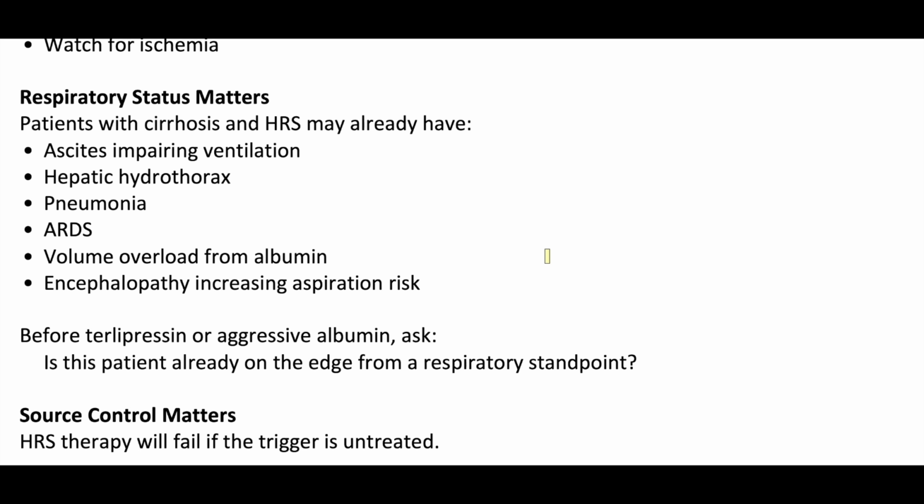Another kind of common thing is respiratory status matters. Remember that giving albumin and volume overload and all these things are important. A lot of these patients third space fluids and get things like hepatic hydrothorax and ascites and peripheral edema, and all this can contribute to worsening respiratory status.